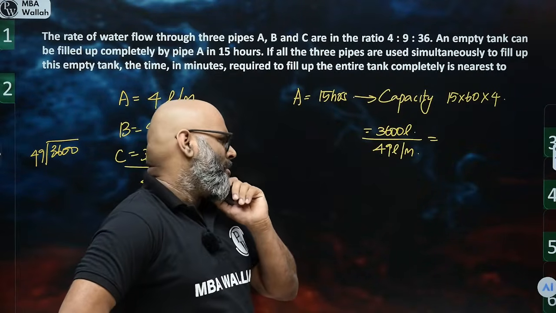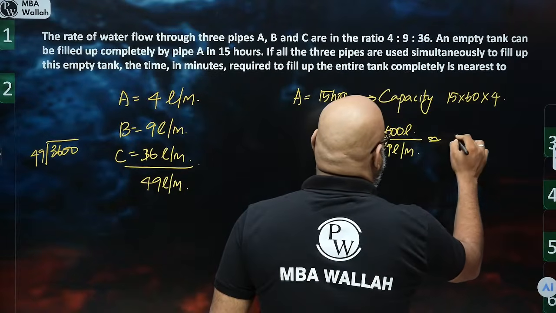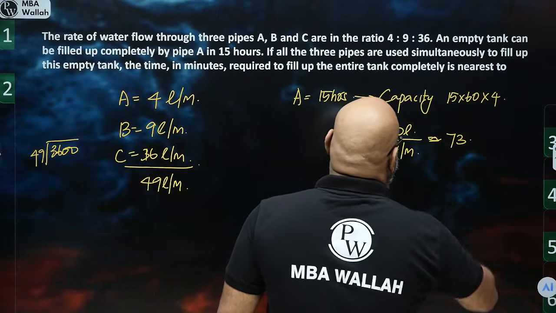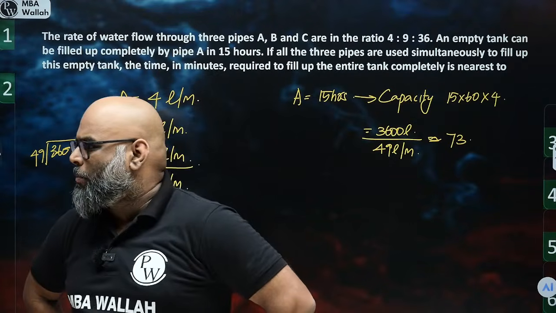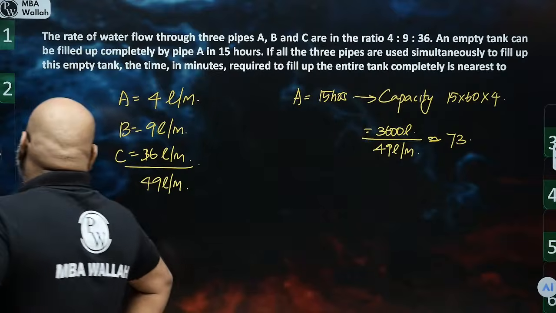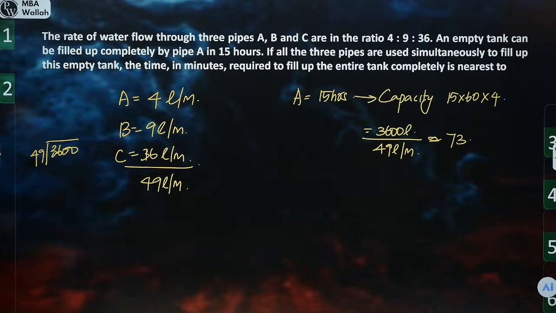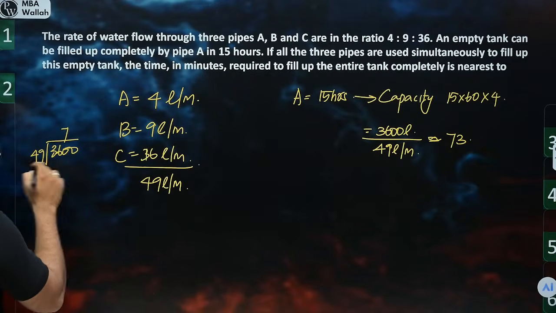I'm looking at 3600 by 49 will roughly be greater than that, which is somewhere around 73 point. Are we getting somewhere close to 73 point? The conventional way, I'm going to look at the conventional way here. 7 times 49 is 343.